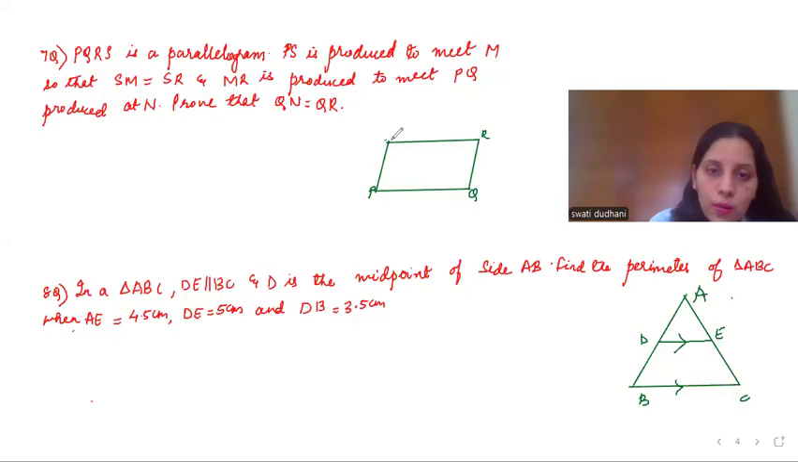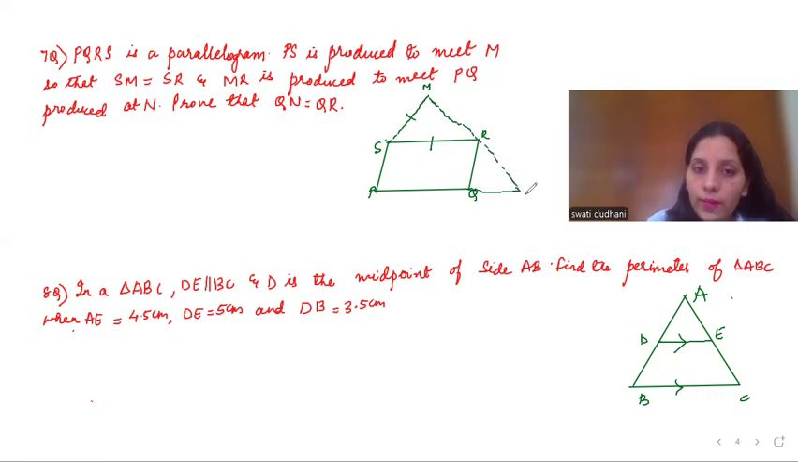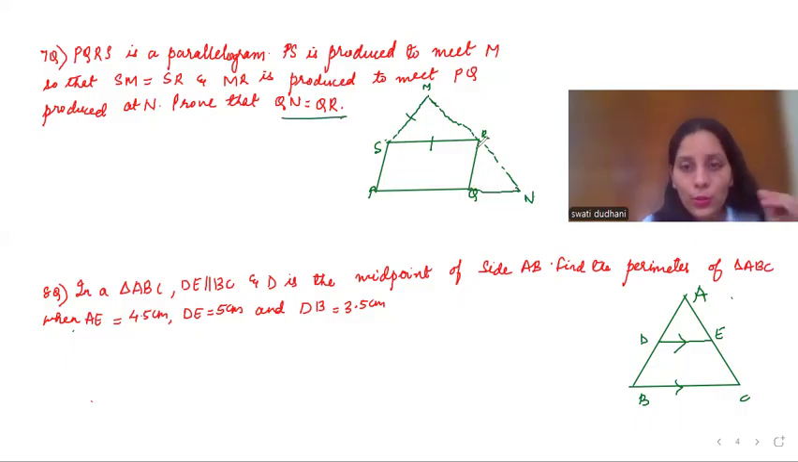Okay, so SM and SR are equal. This is M. SM and SR are equal, and MR is produced to PQ. MR is also produced to PQ, and then PQ is produced at N. You need to prove QN is equal to QR.